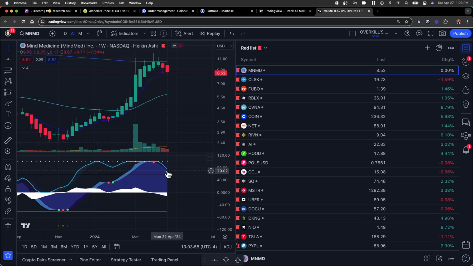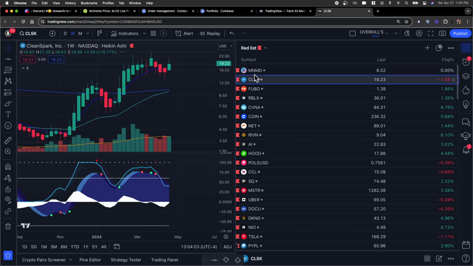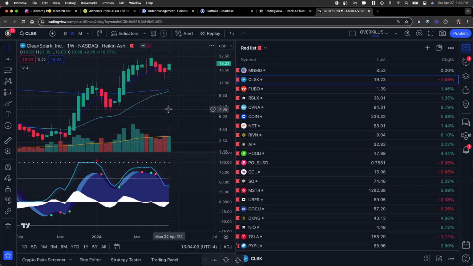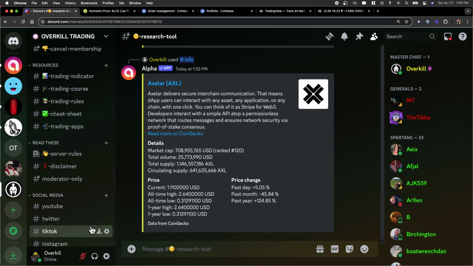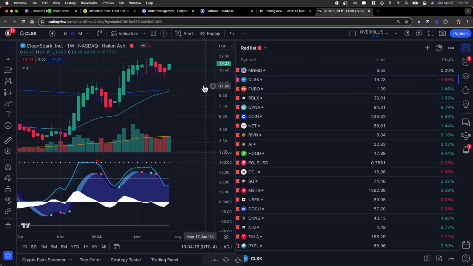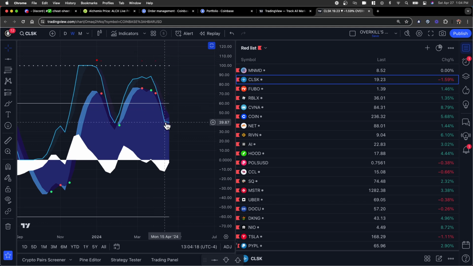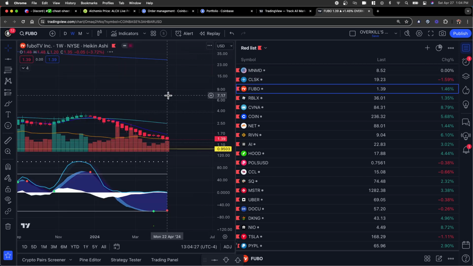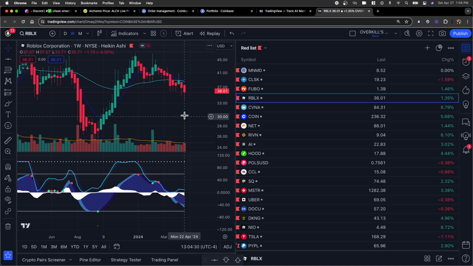Here's MMND. This one's just too far extended. I'd want to buy this one back into $5. So the red list is the list that we're looking for pullbacks on. These are names that we still follow, but we're looking for pullbacks, either into our 50 week, that is our mean, or we want to look for the stochastic RSI being on the floor or a green dot. We're looking for one of those three signals. If we get one of those three signals, we want to add it to our purple list. So this is like good names, but we're looking to take positions.